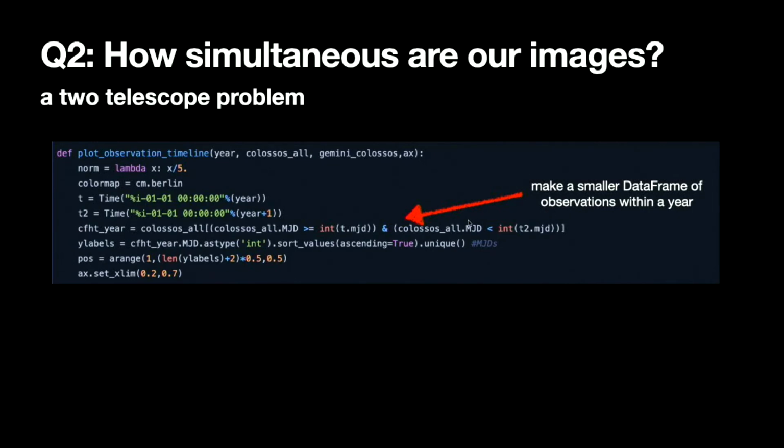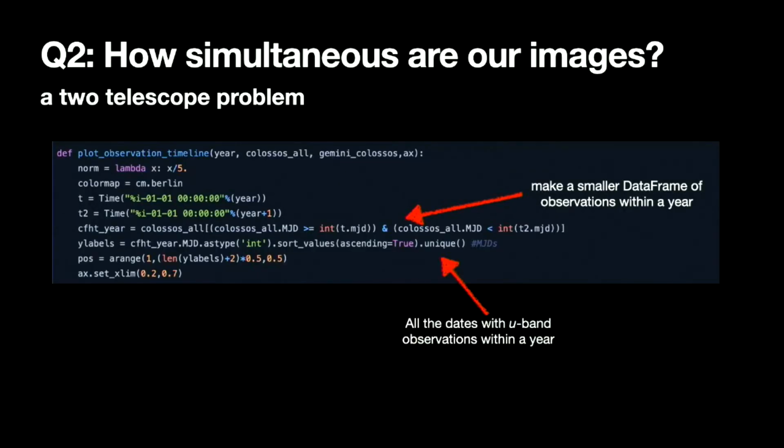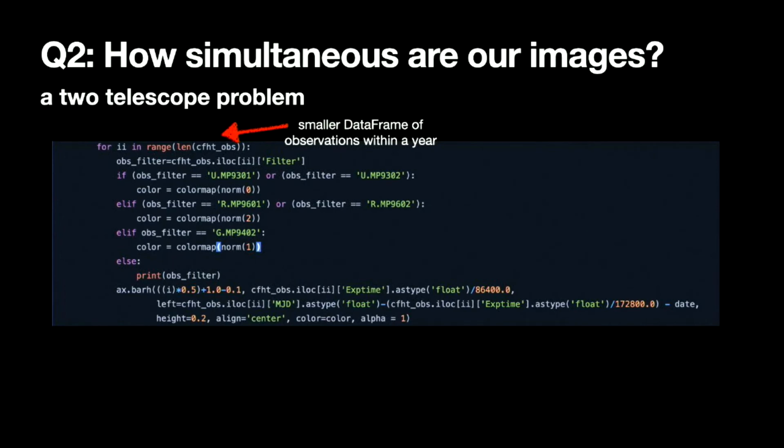So what I did was make a smaller data frame from the original data frame of observations from within a year, and have all the dates from the U-band observations from within a year, and that would be the y-axis of the plot, and then from there have a smaller data frame.